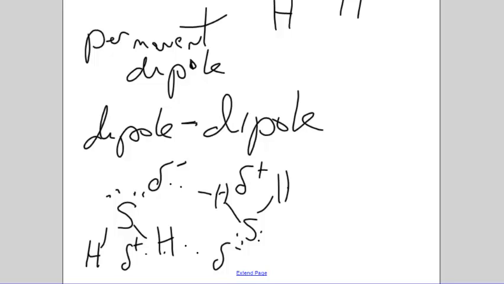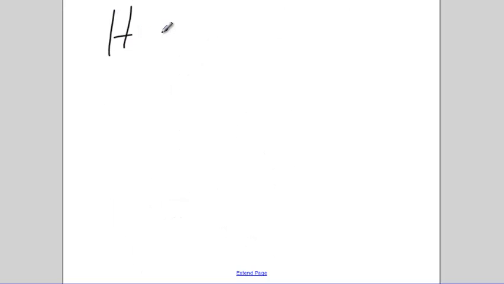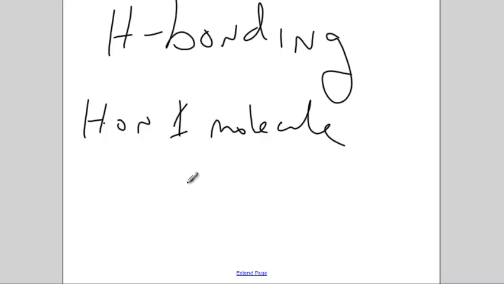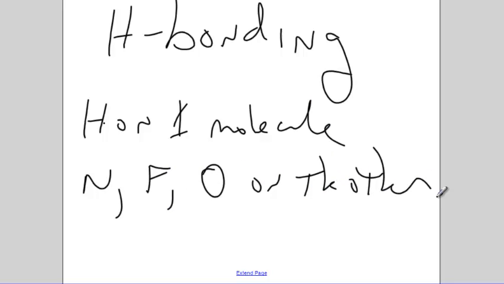Now, the third kind, stronger still, is called hydrogen bonding. Now, whenever I say hydrogen bonding, suddenly it's, oh, every time there's a hydrogen, it's hydrogen bonding. That's not true. Hydrogen bonding is a very particular case. It's between the hydrogen on one molecule and an N, an F, or an O on the other molecule. Okay? Because these guys are very electronegative. These guys have lone pairs, and they're relatively small. So this H bonding, hydrogen bonding, is really just a special case of dipole-dipole. It's a very strong case of dipole-dipole.